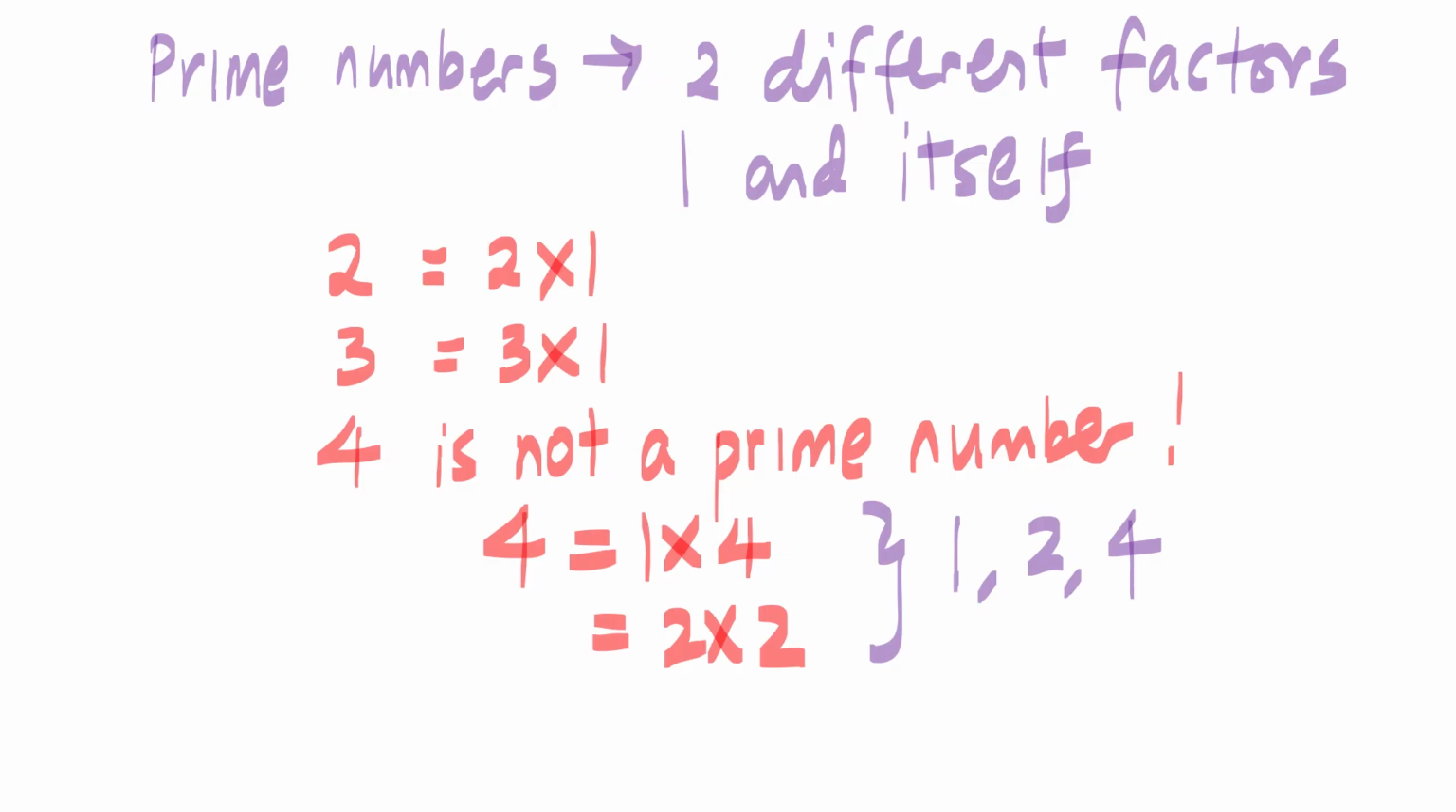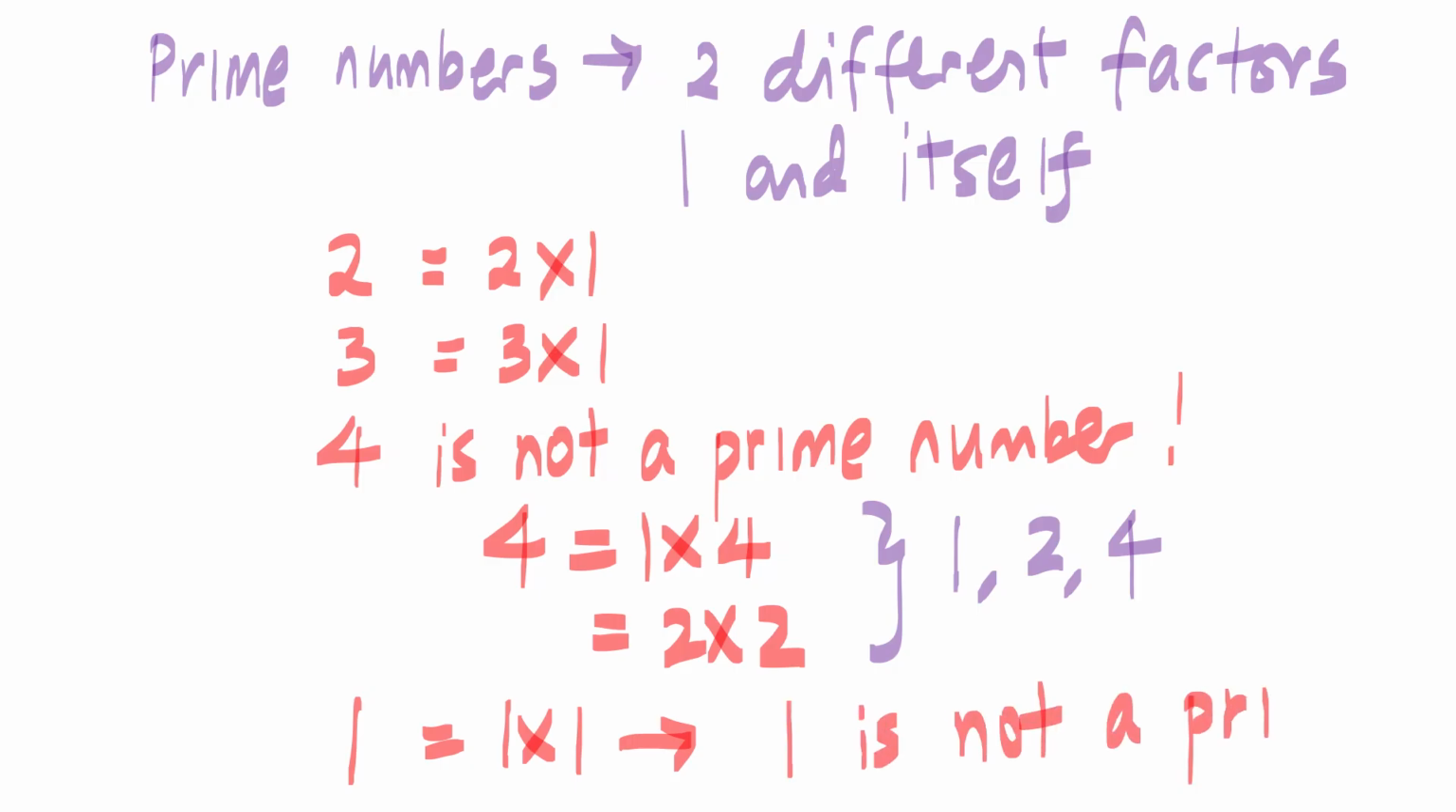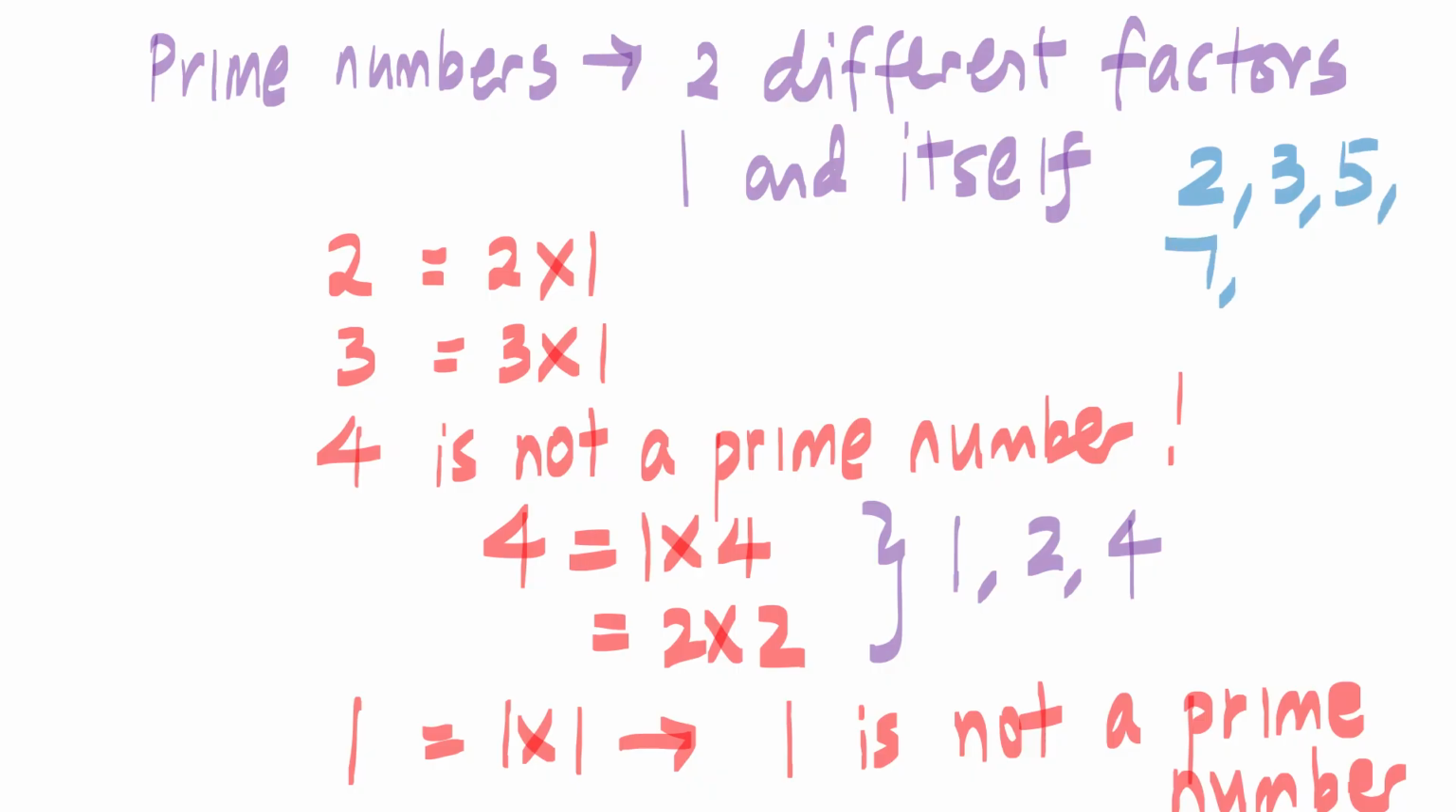Also, we have to take note that the number 1 equals 1 times 1, so it has only one factor. Therefore, 1 is not a prime number too. So to summarize, the smallest prime starts with 2, followed by 3, 5, 7, 11, 13, 17, and so on and so forth.